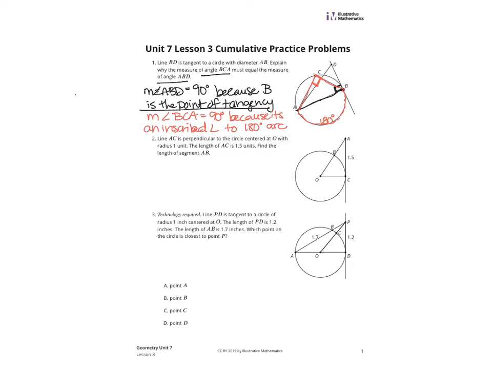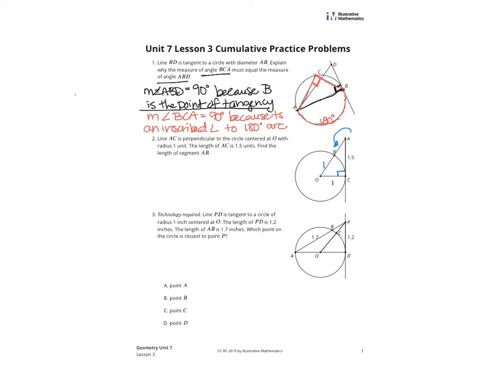So let's take a look at number 2. It says line AC is perpendicular to the circle centered at O with a radius of 1 unit. So it's perpendicular at its point of tangency C. And I know it has a radius of 1 unit. So from O to C is 1. Also from O to B is 1. It says the length of AC is 1.5. Find the length of AB. So that's that little length right there.